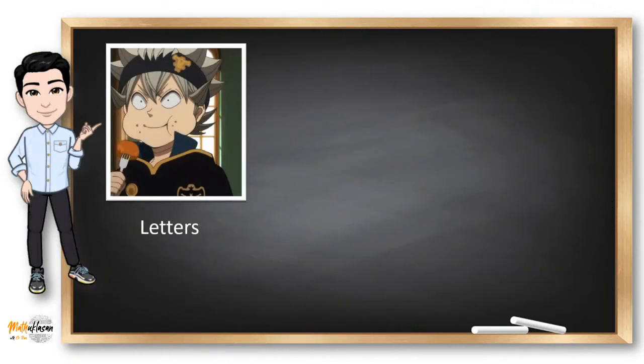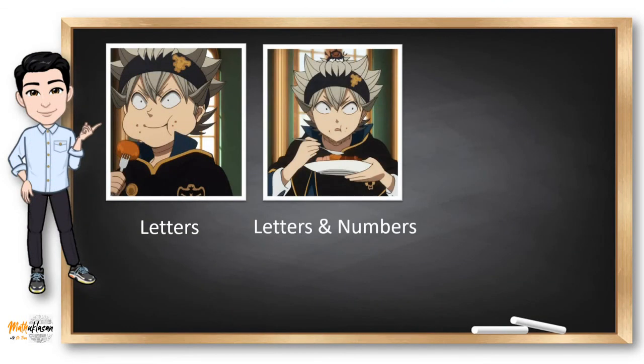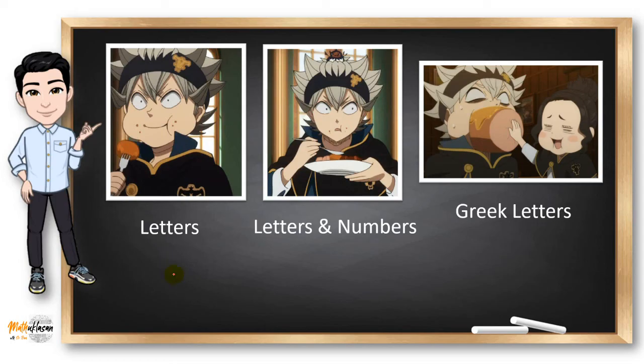Variables can be represented using letters, combinations of letters and numbers, and some Greek letters. In geometry, we use small letters to represent the sides of polygons, capital letters to represent different angles. We also use combinations of letters and numbers like this one, x sub 1, x sub 2 and x sub 3 to represent related lines or points. And we also use Greek letters like alpha and beta for angles.